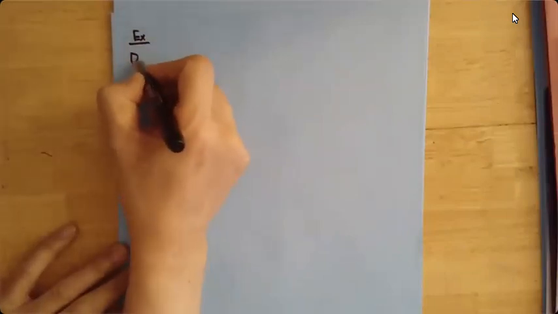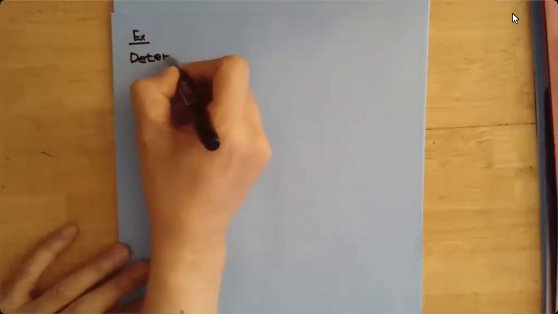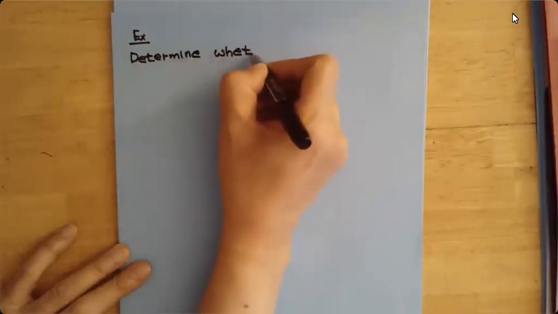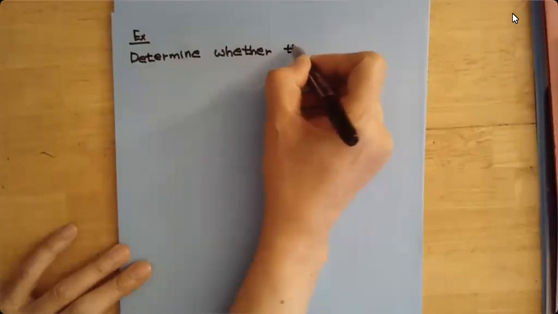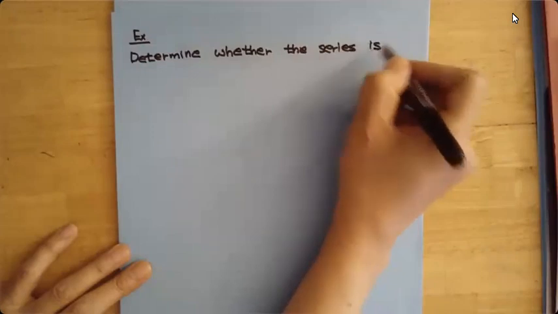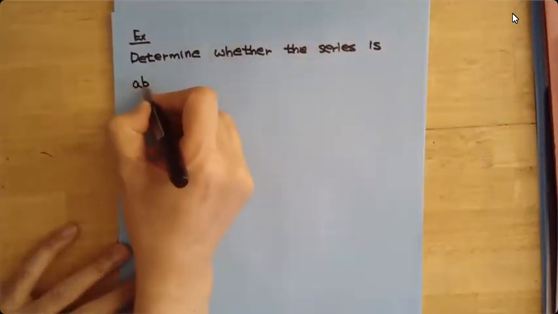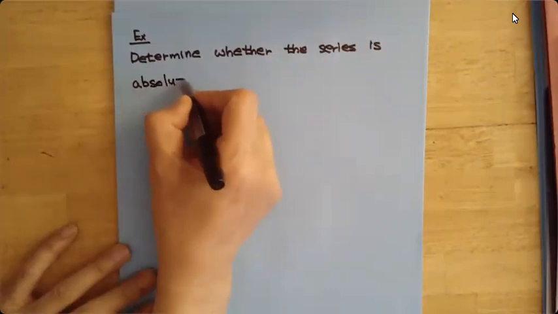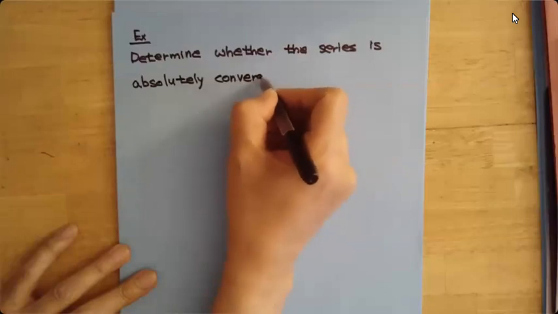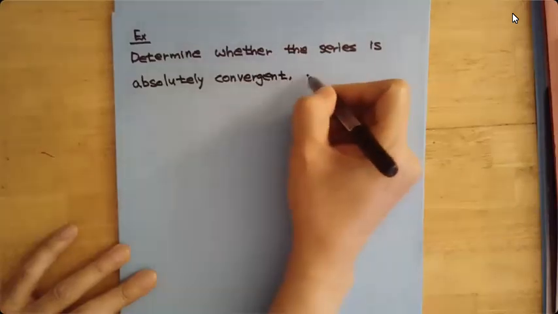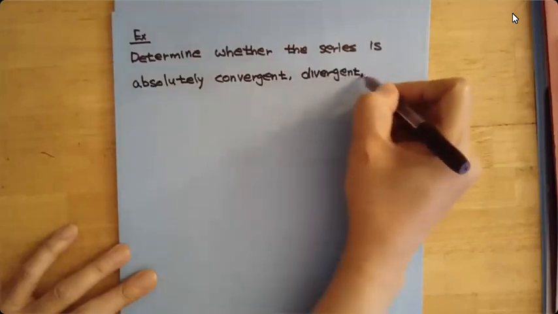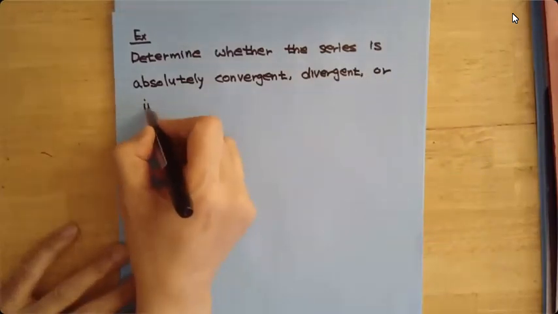Let's do some examples. Determine whether the series is absolutely convergent, divergent, or inconclusive.